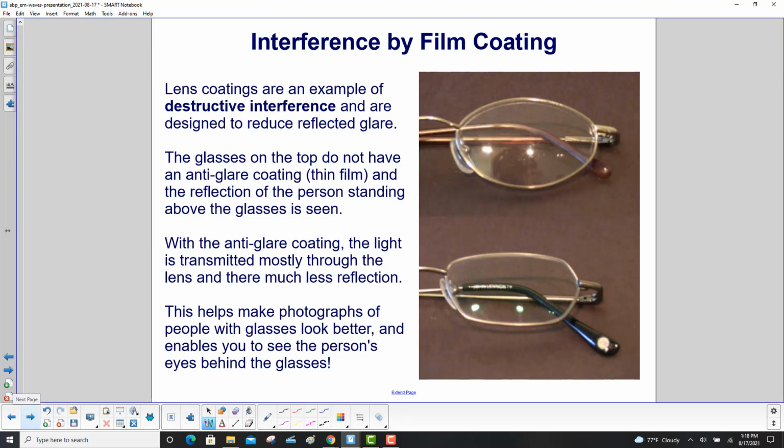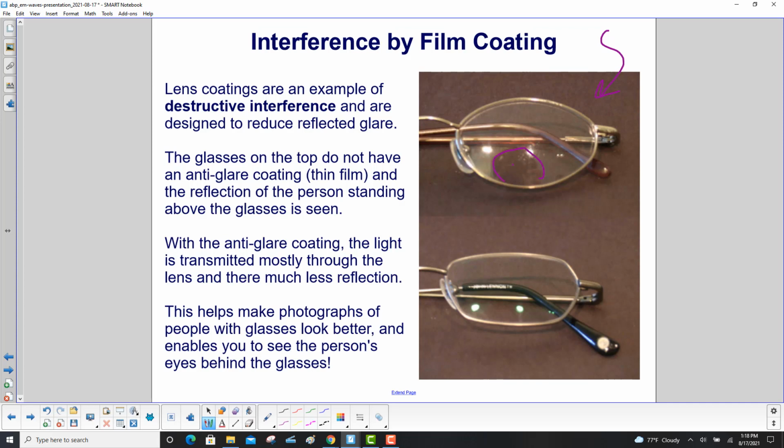Lens coatings are an example of destructive interference and are designed to reduce reflected glare. The glasses on the top do not have an anti-glare coating or thin film, and the reflection of the person standing above the glasses is seen.